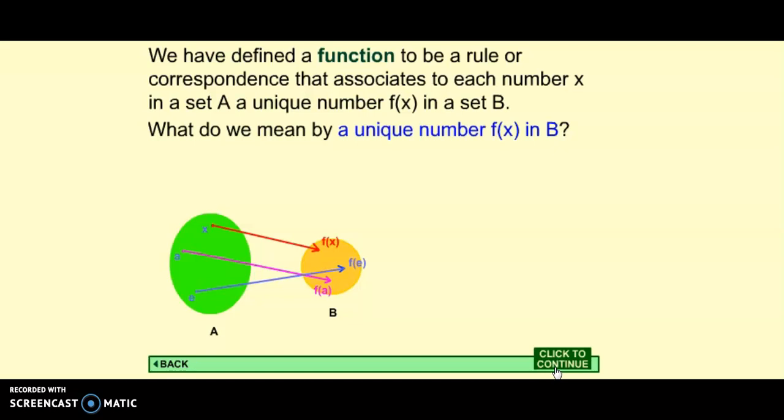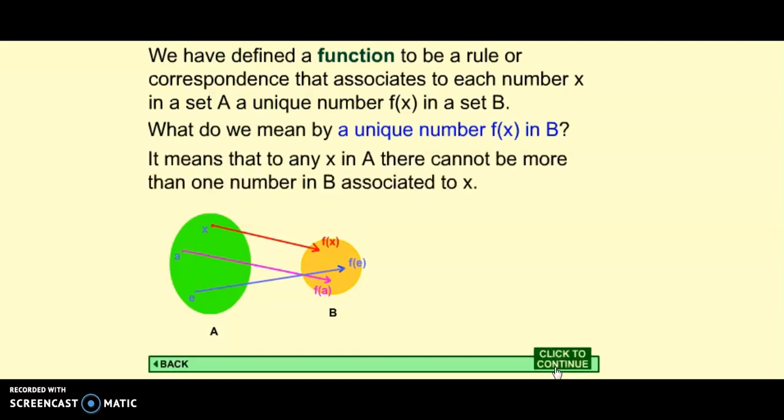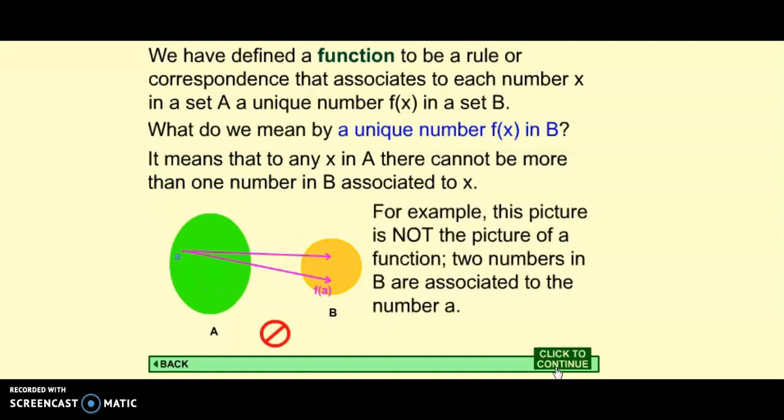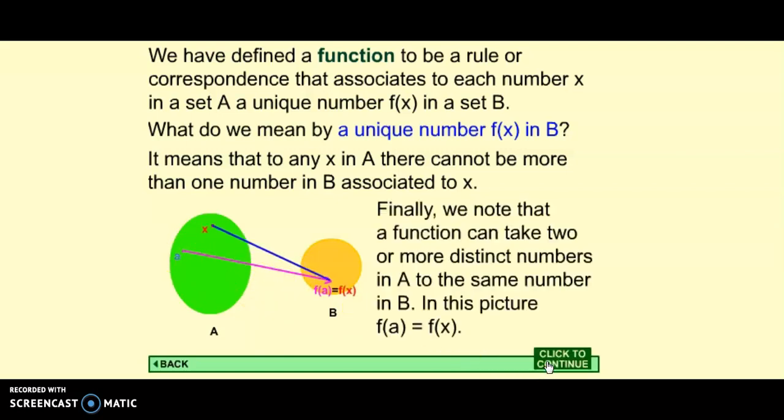What do we mean by a unique number f of x in B? It means that to any x in A, there cannot be more than one number in B associated to x. For example, this picture is not the picture of a function. Why? Because two numbers in B are associated to a number A. Finally, we note that a function can take two or more distinct numbers in A to the same number in B. In this picture, f of A is also equal to f of x. So, this function is a many-to-one function.